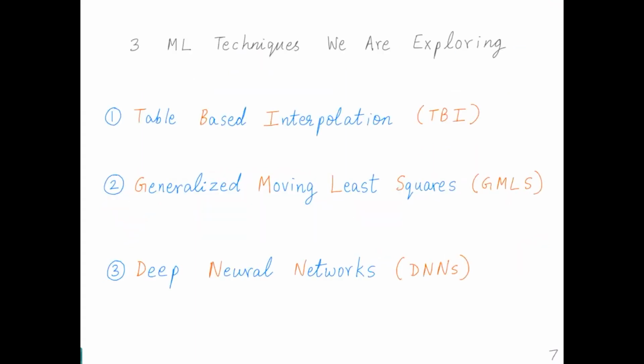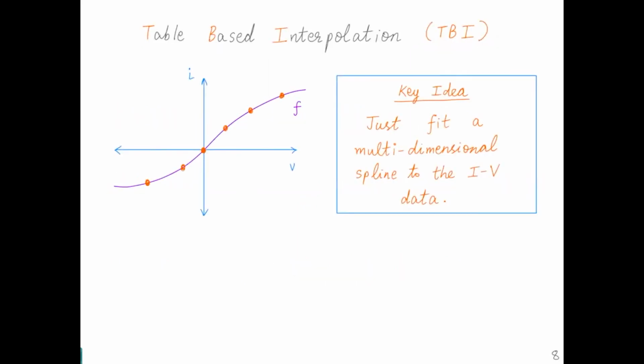There are three techniques that we have applied to this problem. One technique is called table-based interpolation. The second one is called generalized moving least squares. And the third one is deep learning through deep neural networks. Let me tell you a little bit about each.